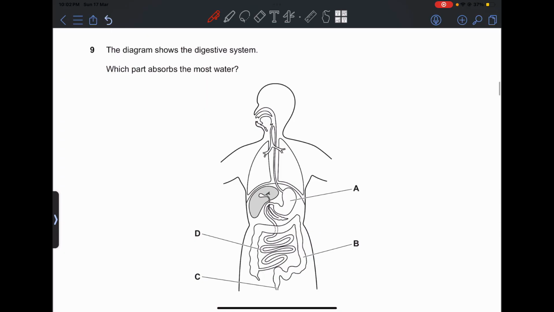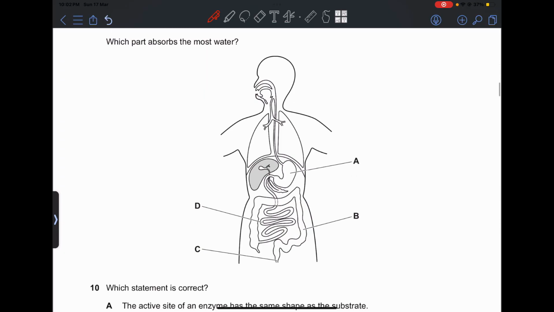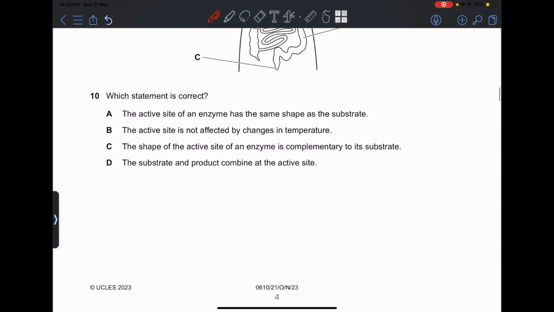9. The diagram shows the digestive system. Which part absorbs the most water? This is actually the small intestine, which is D. Number 10. Which statement is correct?